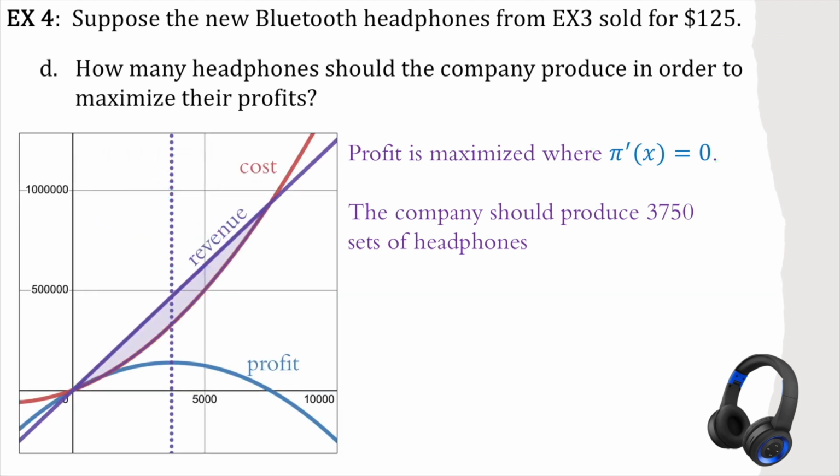If you look at the graph, I've graphed revenue, cost, and profit. And see the maximum of profit is about right there. And you can see that's the biggest gap between cost and revenue.